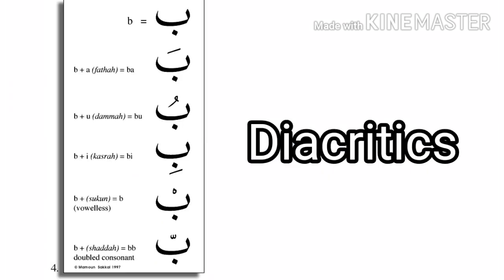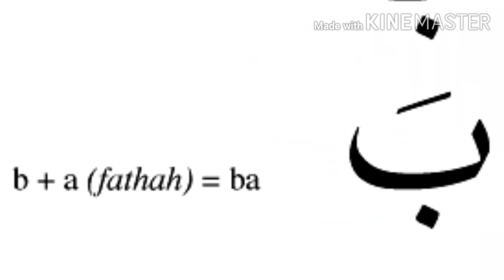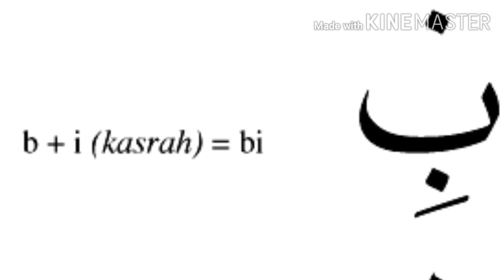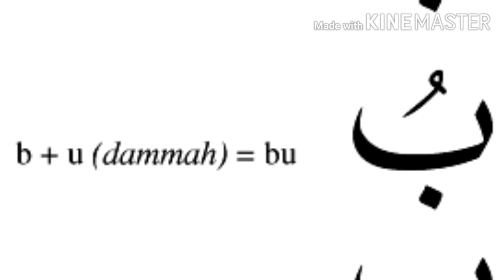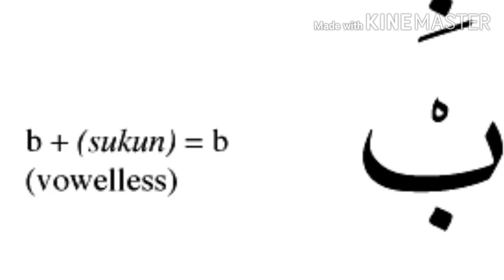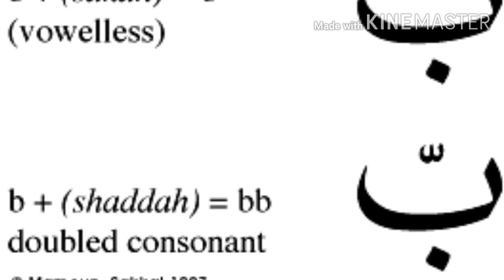There's also diacritics, which are signs on top of or at the bottom of the letters, which adds a vowel sound. They are Fatha, which is a line on top of a letter which adds an A sound. The Kasra, which is a line on the bottom of a letter which adds an I sound. The Dhamma, which is a knot added to the top of a letter which adds an U sound. The Sukun, which is a circle on top of a letter which doesn't add a vowel. And the Shadda, which is a W added on top of a letter making a double sound.